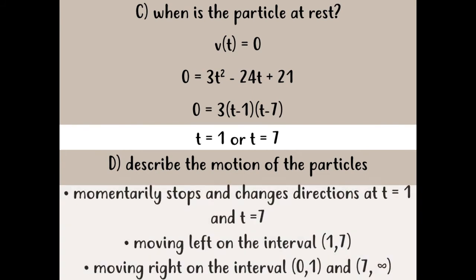The particle is momentarily stopping and changing directions at t equals 1 and t equals 7. At both of these points, the velocity is changing from positive to negative, or vice versa. It is also moving left on the interval 1 to 7, while also moving right on the interval 0 to 1 and any t value greater than 7.